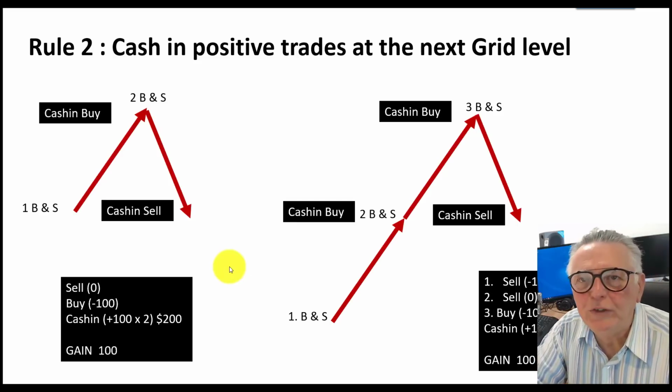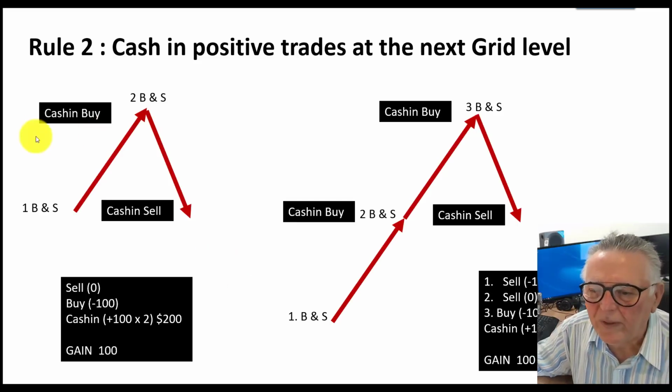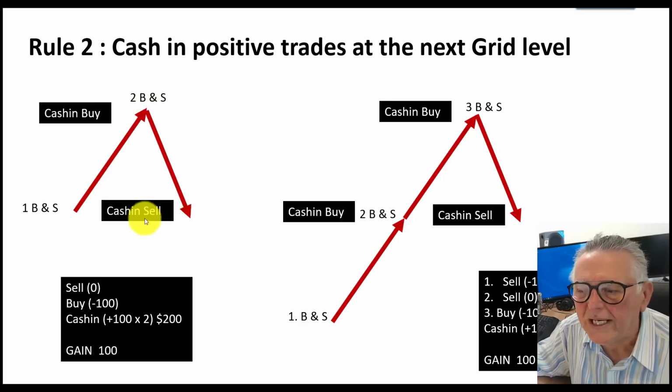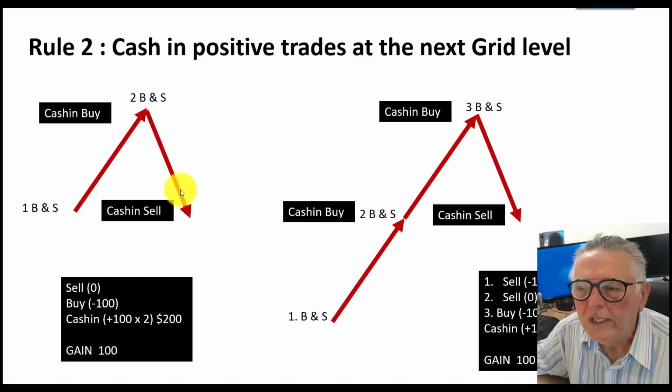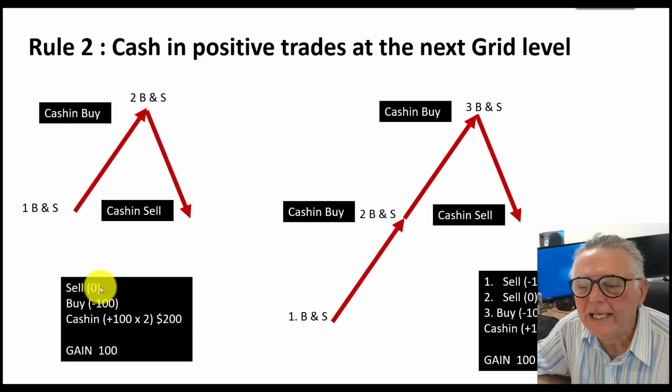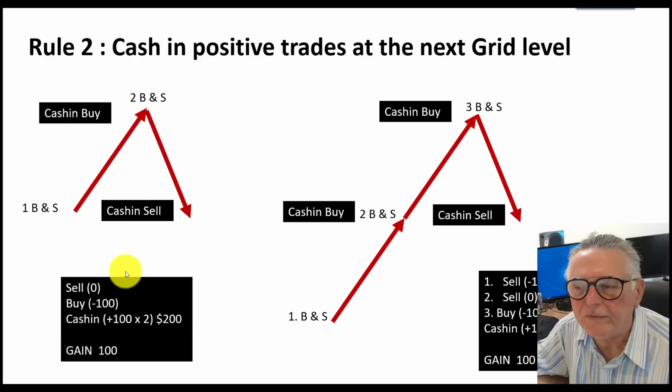So let's apply those two rules, and let's say we bought and sold at the first level, it went up, we bought and sold again, and we cashed in the buy, and then it went down to the same grid level as before. So what would have happened is we would have cashed in one buy going up, cashed in one sell going down. But there would have been an open sell. Remember, we had a buy and a sell here, the open sell here. But because it's at the same level, that sell would have a profit figure of 0.